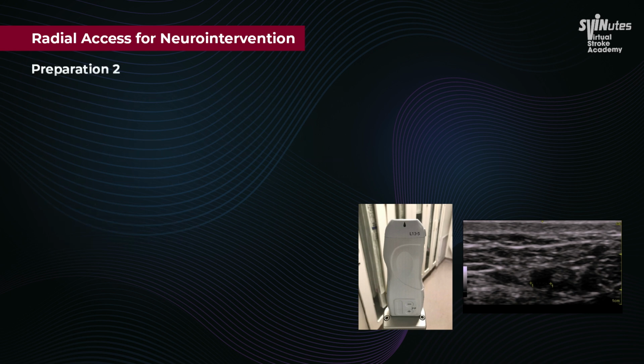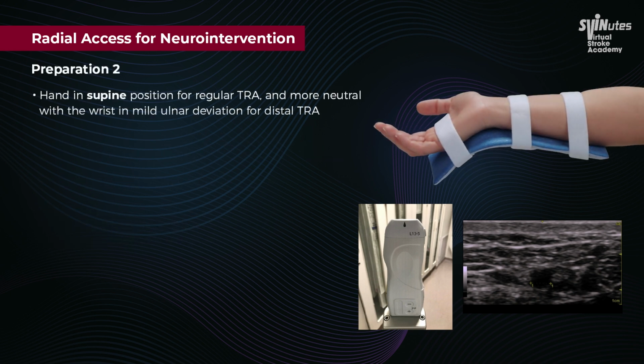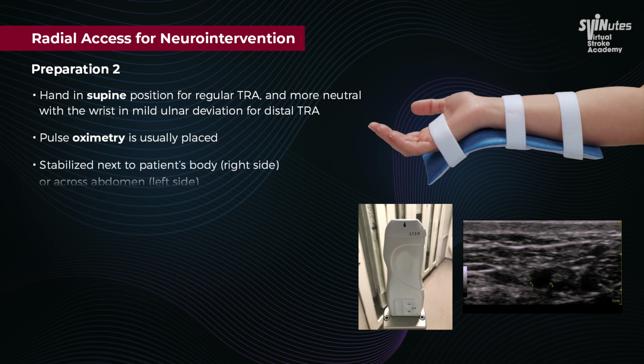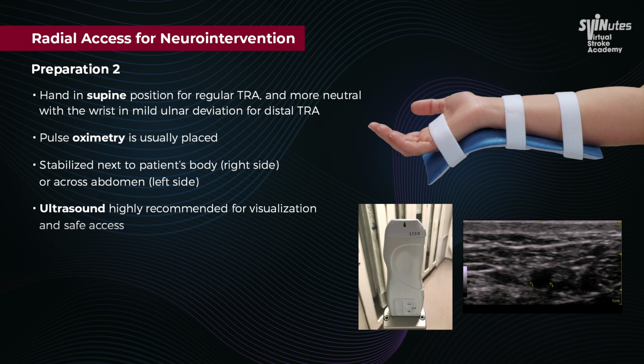For regular transradial access, usually the hand is in supine position, whereas a more neutral position with the wrist in mild ulnar deviation is required for distal transradial access. Pulse oximetry is usually placed on the hand to monitor for hypoxia. The patient's arm is usually stabilized next to the patient's body on the right side or across the abdomen for left-sided radial access cases. Ultrasound is highly recommended for better visualization and safe access.